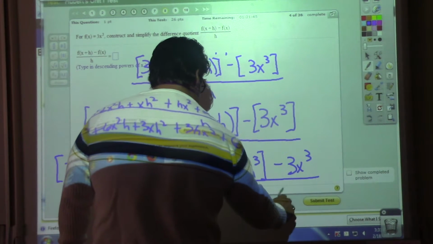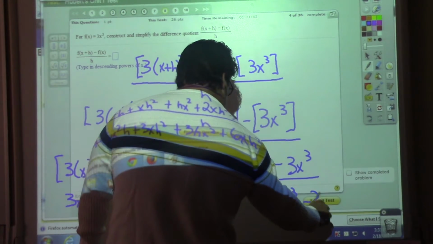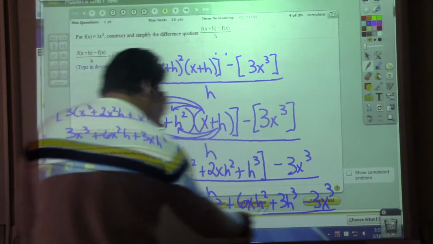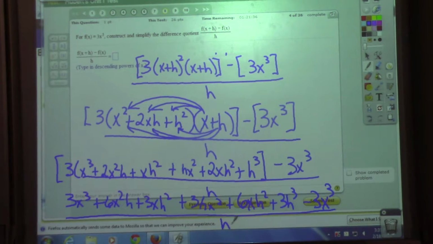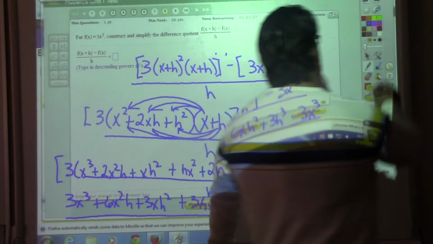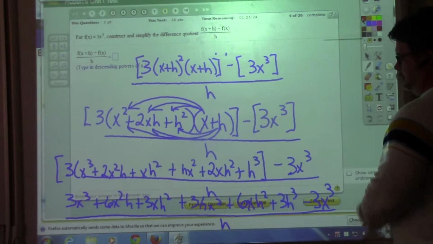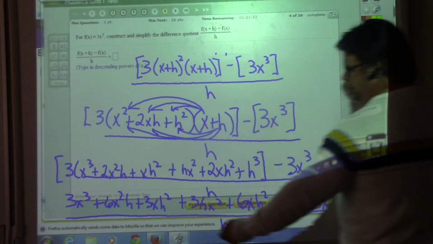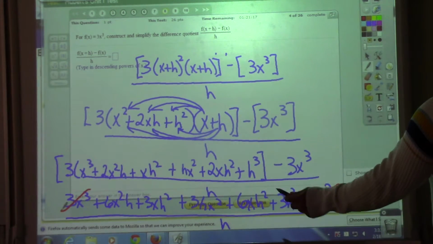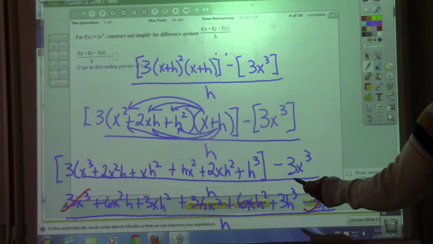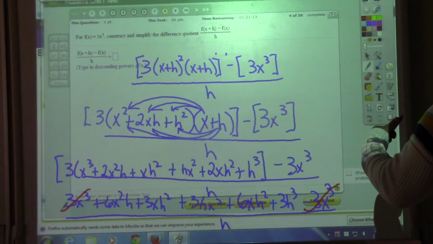6xh squared plus 3x cubed minus 3x cubed. Now, I heard someone say we can combine. And that's what you're supposed to do. And when you combine, basically, what's going to be left over? All your h's. So, let's take out all our 3x cubed. Goes out with this 3x cubed. Anything else without an h? I don't think anything else cancels.